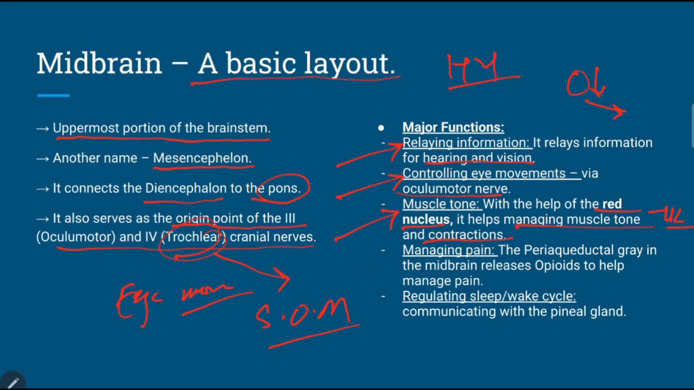Fourth, pain management. The periaqueductal gray, or PAG, in the midbrain is a big deal for Step 1. It releases endogenous opioids to modulate pain. Think of it as the brain's natural painkiller system. This is why the PAG is a target for pain control therapies, and it's often tested in questions about descending pain pathways.